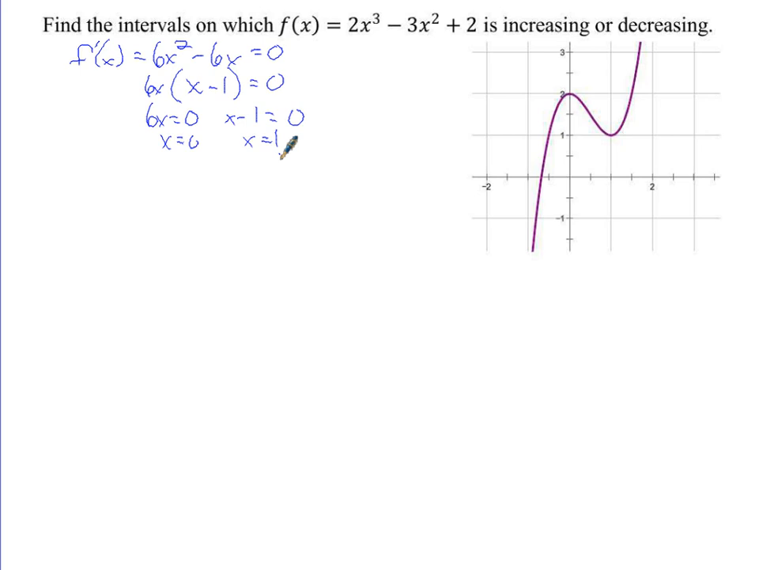And if you look at the graph, here's 0 right here. We do have a slope of 0. Here's 1 right here. We do have a slope of 0 there. All right, so it looks like we're doing pretty good so far. Now what we want to do is set up intervals. So I'm going to set up a table kind of like I did in previous sections where we have the interval.